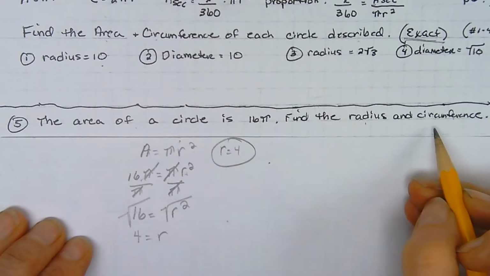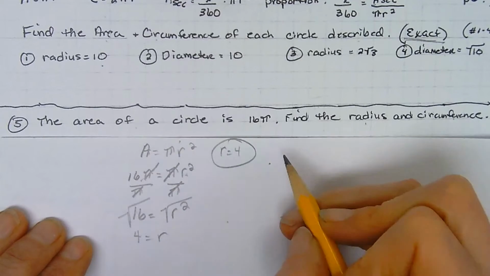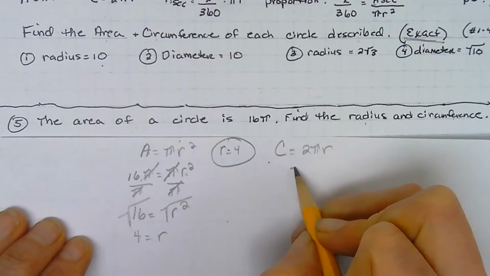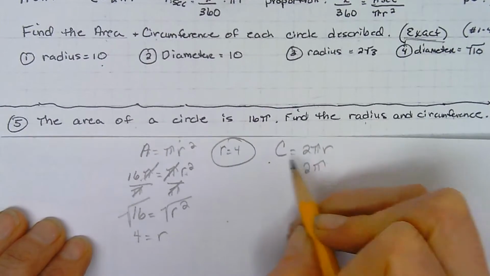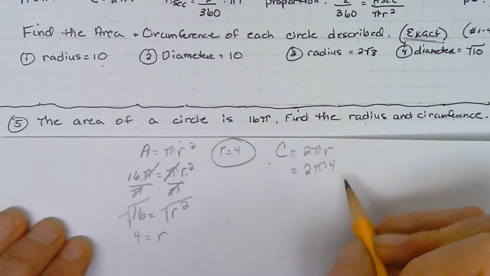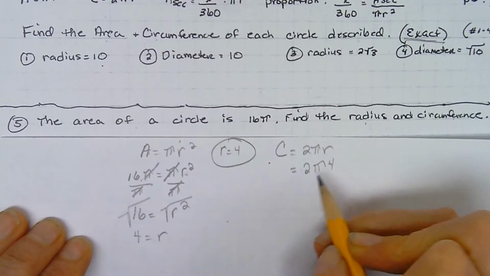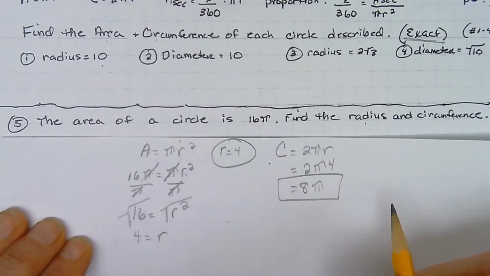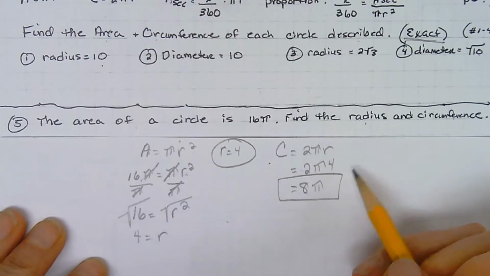Now, to find the circumference, c equals 2 pi r. I'll put in the radius that we just found of 4. So that's 2 times 4 is 8 times pi. So the circumference is 8 pi. And that's number 5.